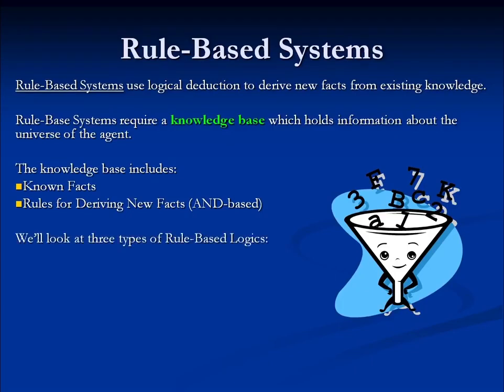We're going to take a look at three different types of rule-based systems. Propositional logic, which is based entirely on static identifiers. First-order logic, which introduces some variables into the mix. And fuzzy logic, where we dispense with the idea of true and false as the only possibilities and have a sliding scale of truth between 0 and 1.